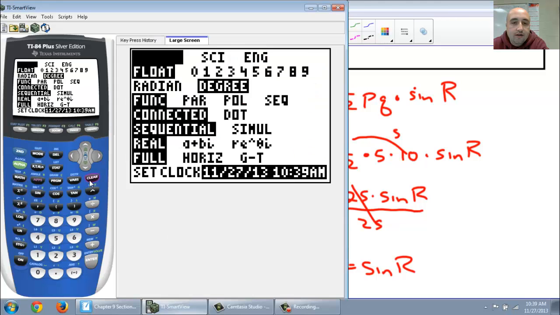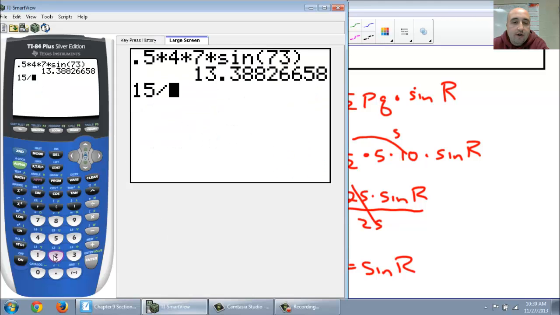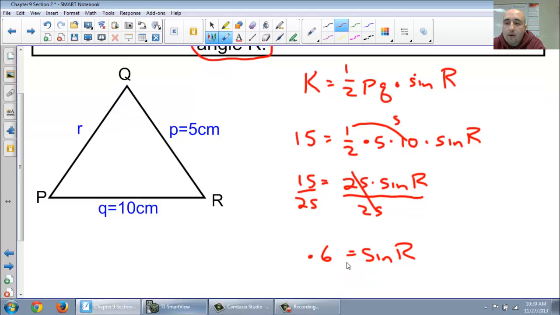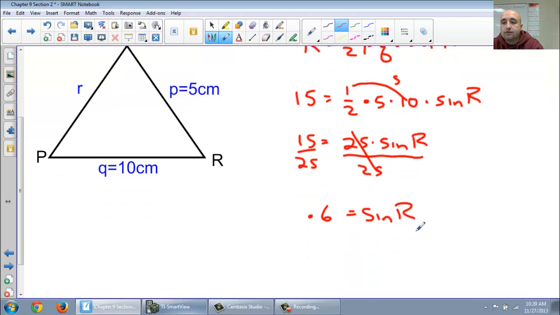So 15 divided by 25 equals 0.6. All right, so 0.6. Now, we are looking for r, not the sine of r.